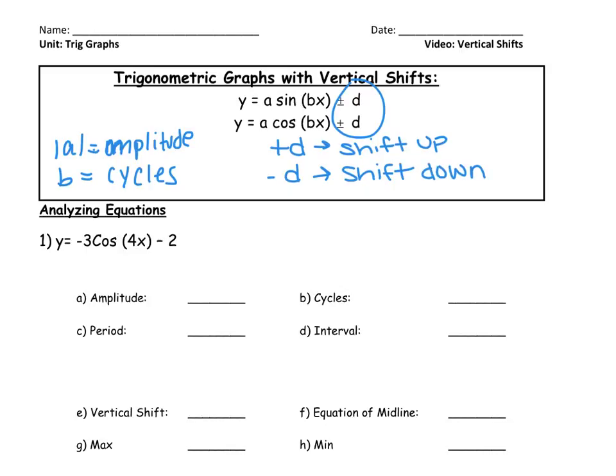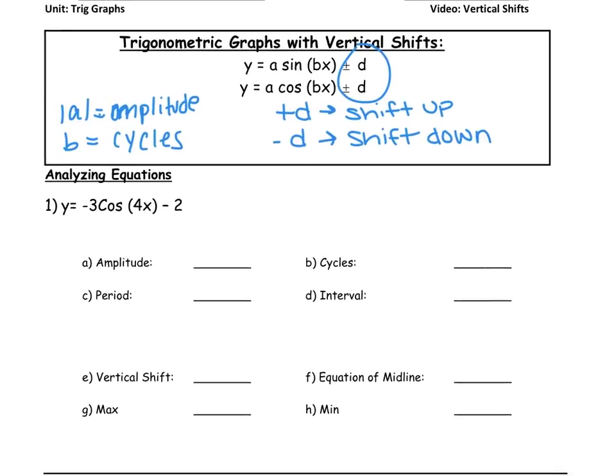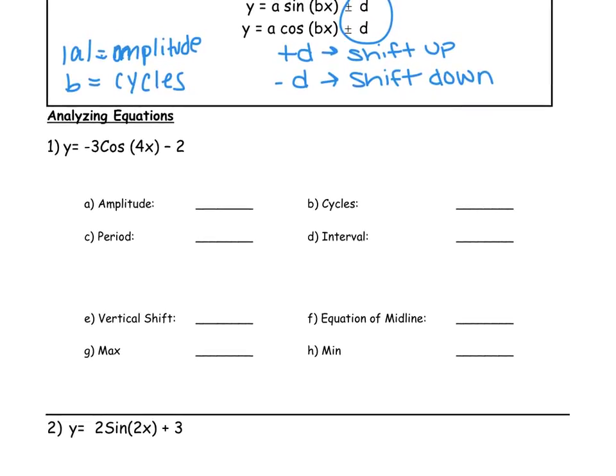Okay? So let's analyze equations. So let's do this first one. Given this equation, negative 3 cos 4x minus 2, tell me what the amplitude is. Well, the amplitude's still in the same spot. It's the absolute value of negative 3, which is 3. The cycles are still the number in front of the x, which is 4.